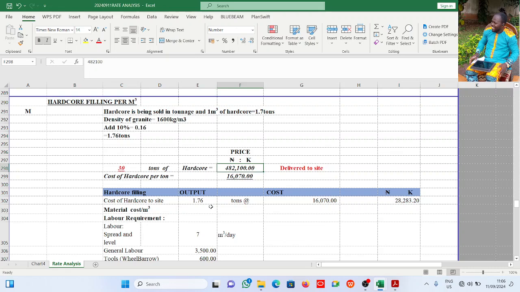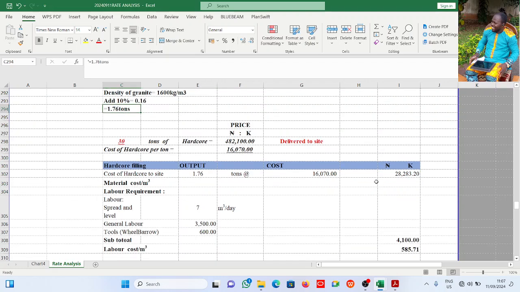30 tons is 482,100. Now the cost of hardcore per ton, if I divide by 30, I have this, 1.76 tons. Now see how the density is calculated. Add 10% for shrinkage, a safety factor of 10%. That gives me 1.76. So this here.